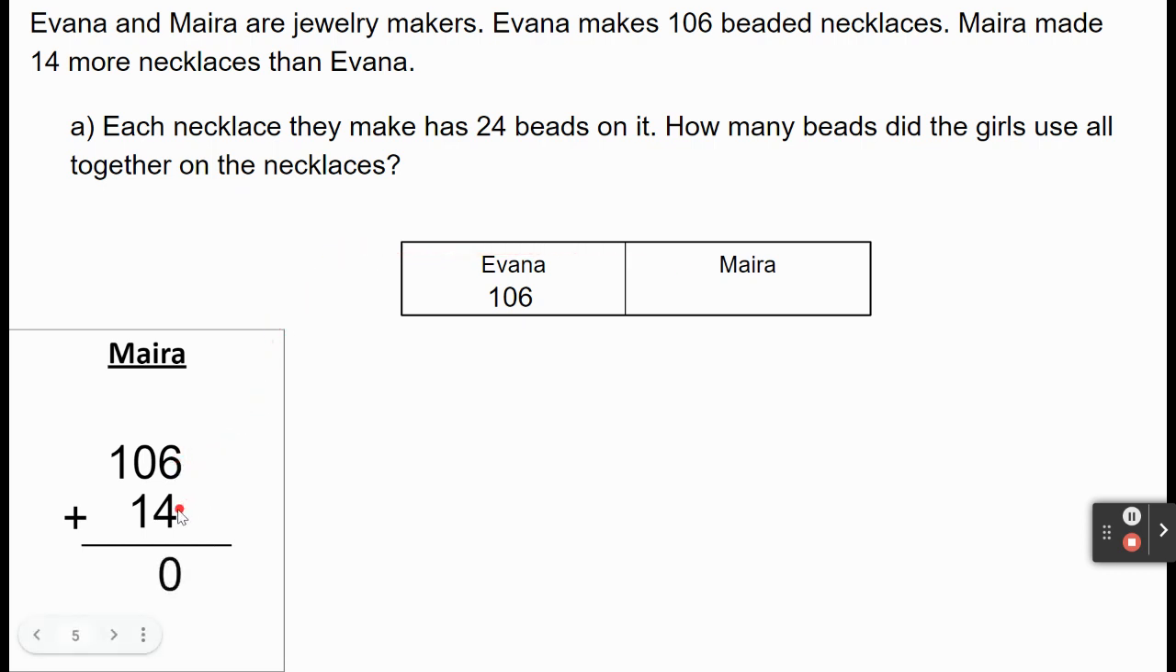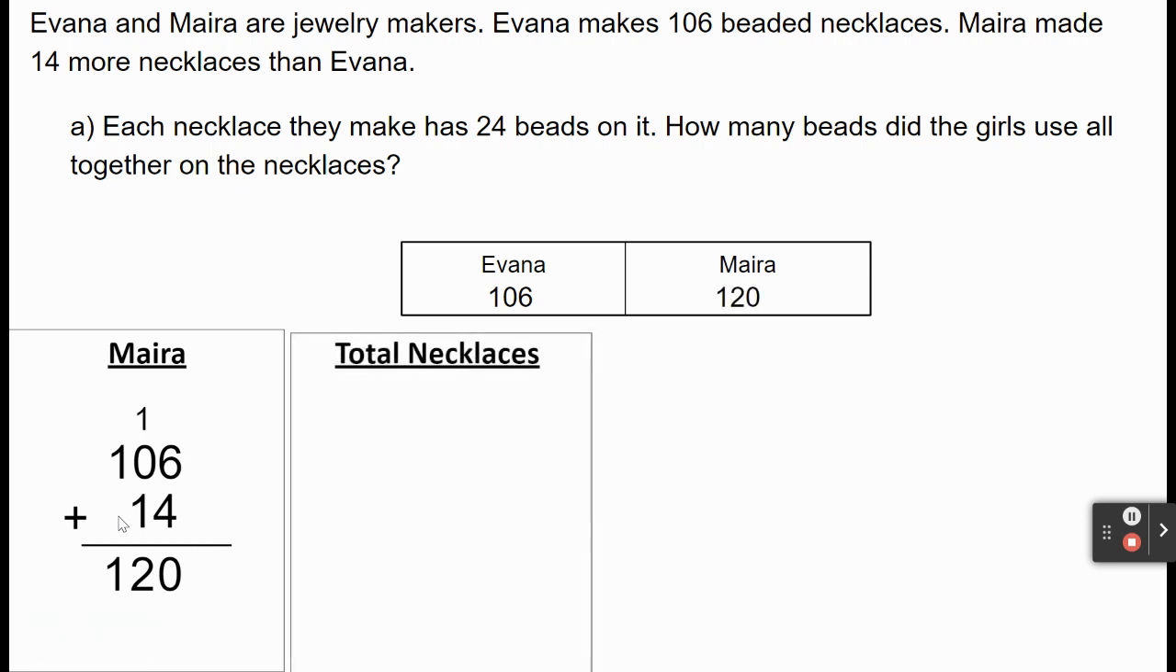So put a 0 in the ones, regroup the 1 to the tens place. In the tens place, 1 plus 0 plus 1 is 2. And in the hundreds place, 1 plus nothing is 1. So Myra makes 120 necklaces. We need to figure out the total amount of necklaces that both girls made all together.